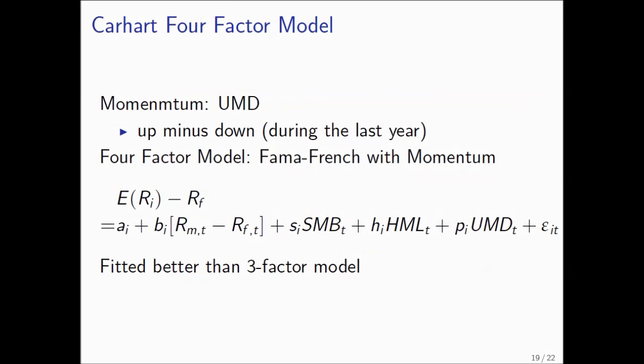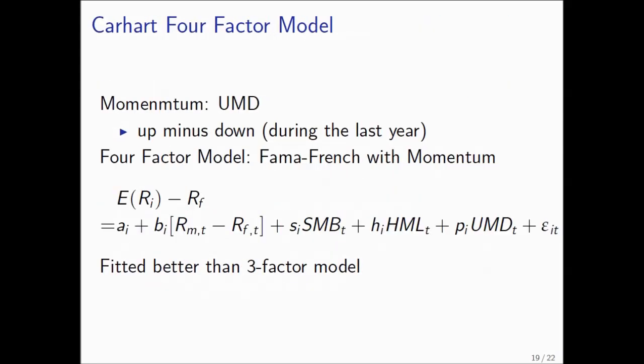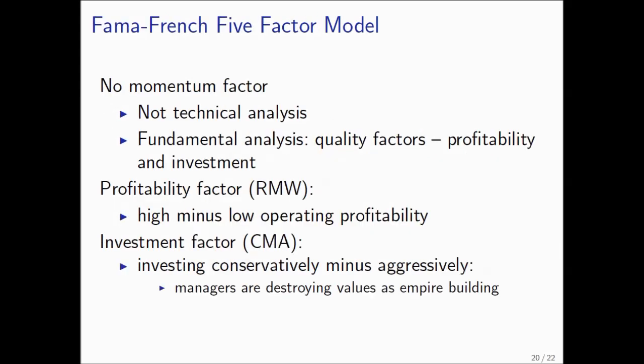So now, coming to the end, we have the 4-factor model and the 5-factor model. For momentum, look at the return over the last year, up and down, and see how they differ. It can actually help you predict better. As in the last slide, momentum is not captured, so if you explicitly include momentum, it actually performs better.